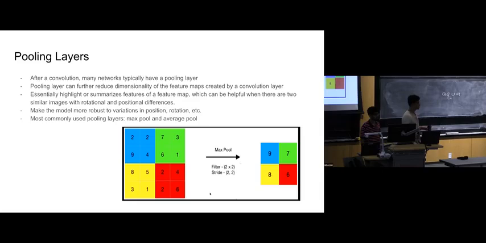So in the image below, you can see what max pooling looks like. If you have a filter of size 2 by 2 with a stride of 2, we are basically looking at what the largest value is in each of these 2 by 2 squares. Does this make sense?